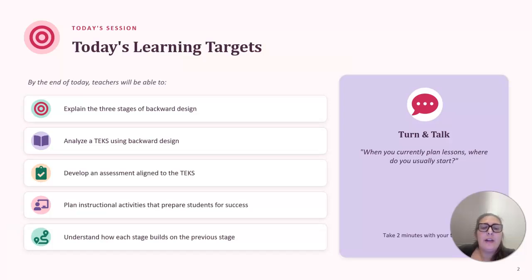But before we dive in, I'd like you to reflect on your own planning process. Turn to your table partner and discuss. You're going to take 2 minutes. When you begin planning a lesson, where do you usually start? Do you start with the curriculum, the TICs, the assessments, or maybe a fun activity you found online? Take about 30 to 45 seconds to share.